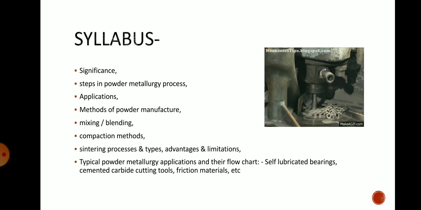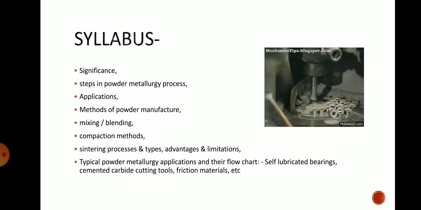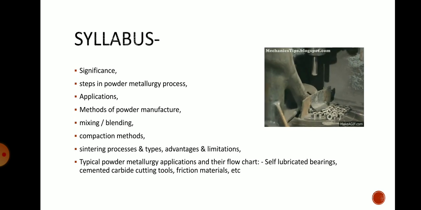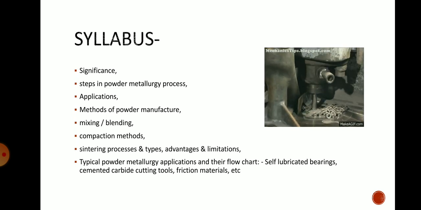Then mixing and blending. Powder production, mixing, blending, compaction and sintering are the steps in powder metallurgy. First step is the production of powder, then mixing and blending, then the compaction method, and then the sintering method. These steps we will see one by one in detail in this chapter.